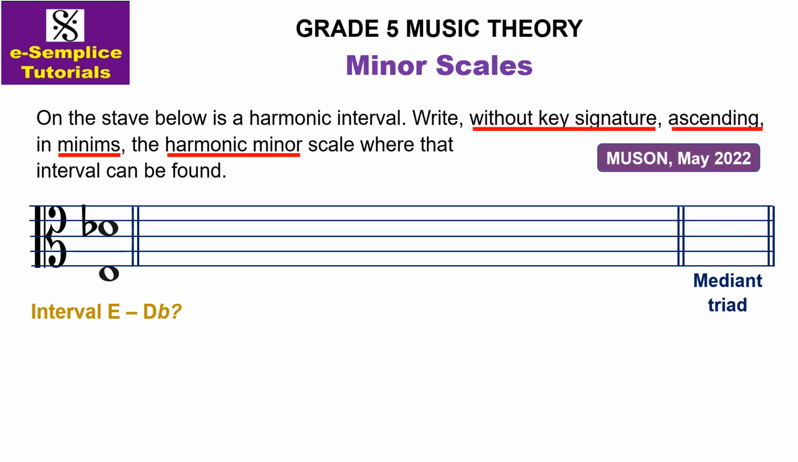Now let's start by knowing what interval this is. With your knowledge of intervals, if you go from E to D flat, what interval is that? On the stave, it is a 7th interval. But what is the quality of the 7th interval? Work it out on the keyboard. You will discover that this is a diminished 7th.